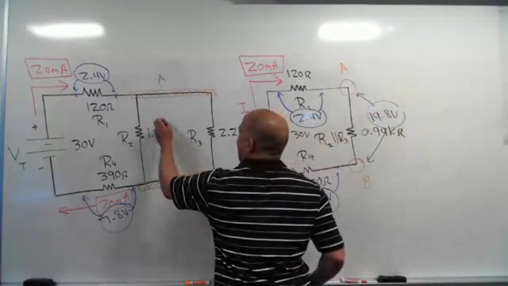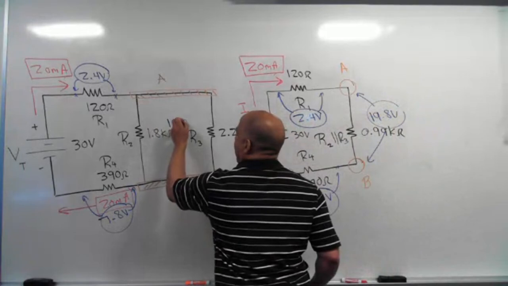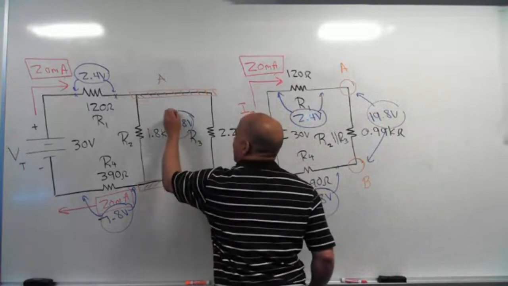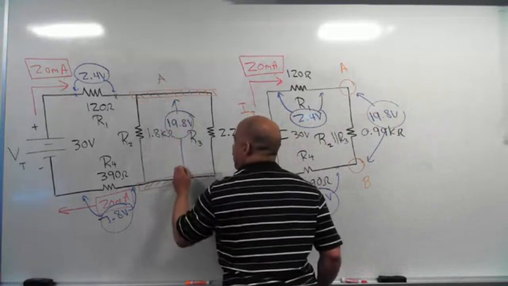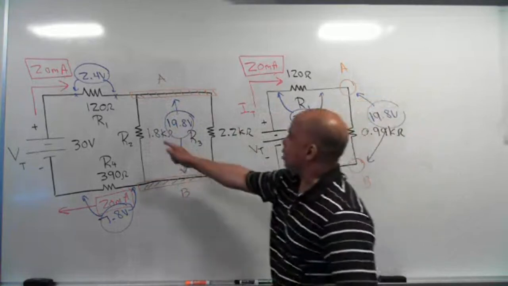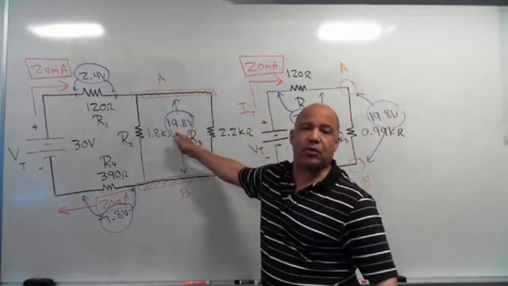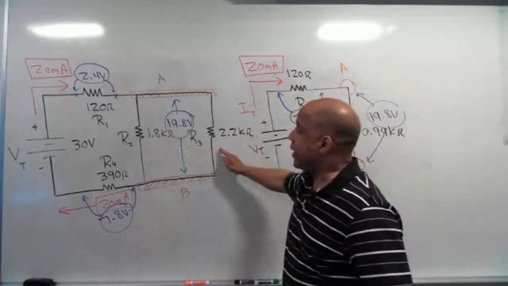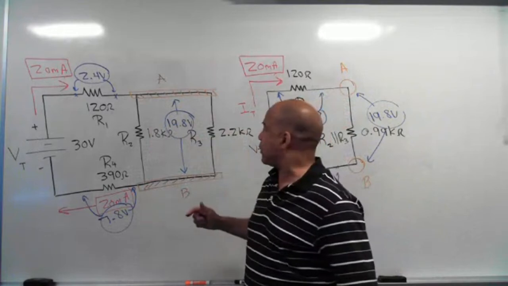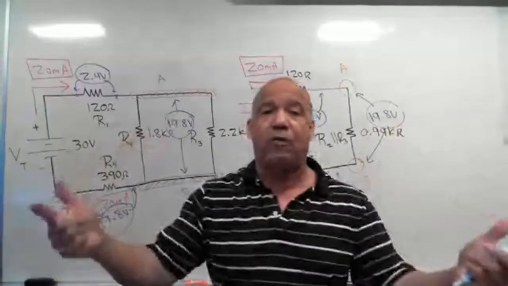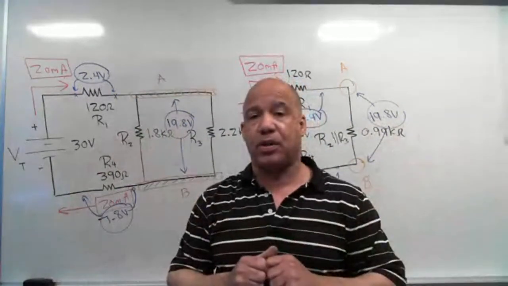So over here, I got 19.8 between this node and this node. And what that means is R2 has 19.8 volts across it. R3 has 19.8 volts across it because they're in parallel. It's a known voltage. They've got to have the same voltage.